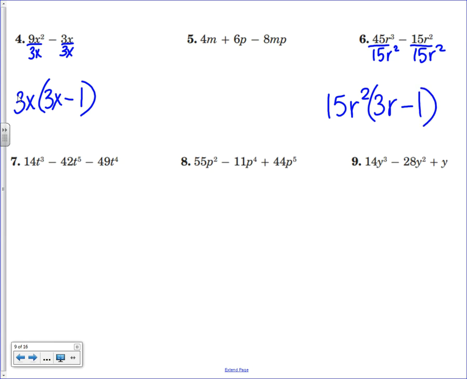Okay, we're going to go back to going around the room here. Let's take a look at number 8, please. Cody, I'm up to you for number 8. What can I take out of 55, 11, and 44? 11. Can you take any variables out of that, sir? P squared is perfect. So we're going to divide all of these by 11 p squared.